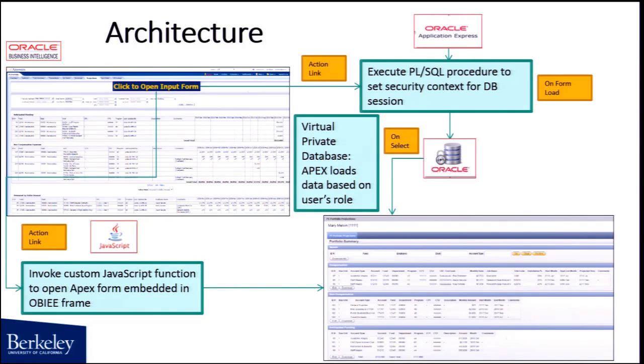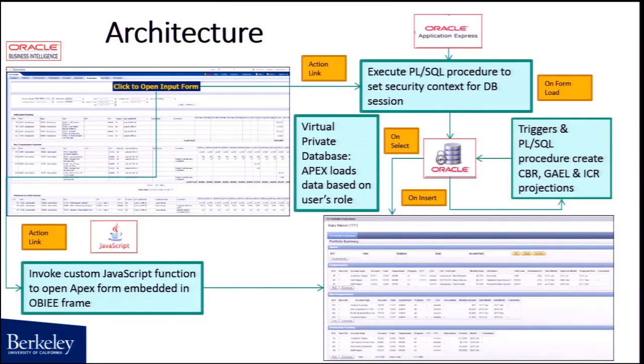So when users are selecting values, they're pulling from the VPD, and then when they insert back the projections, it triggers and fires off more stored procedures to create those automated projections instantly. And then they're available as soon as you go back to the OBIEE report and click apply.